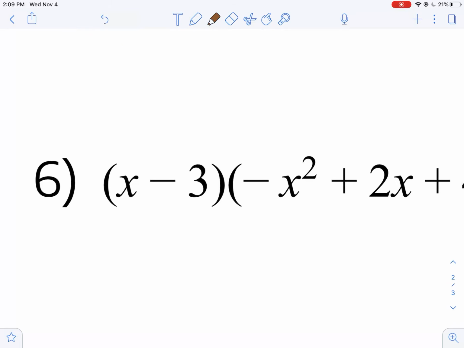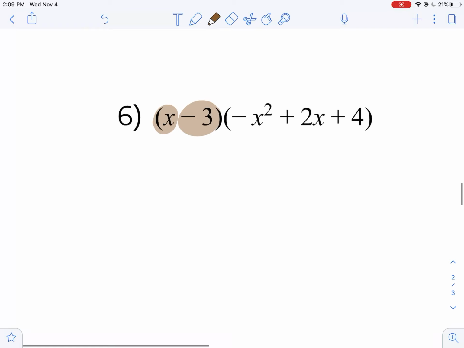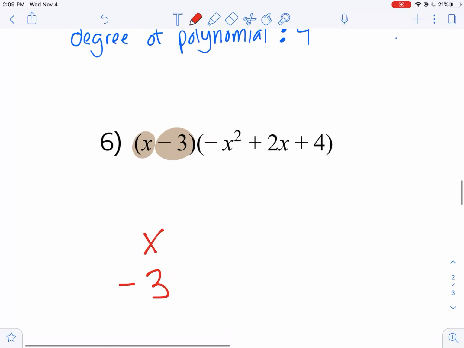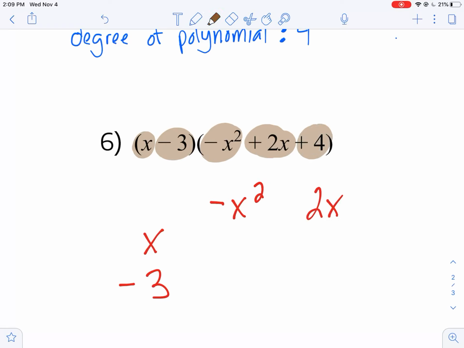One thing you want to consider, you're looking at this as terms. So instead of thinking of x minus 3, think of this as x and negative 3. What I'm going to do is take these two terms and write them out like this. I'm just going to do them vertically. Next, I'm going to take the next terms. I have negative x squared, which I'm going to write here. I have positive 2x, so I'm going to write 2x here. Then I've got positive 4, so I'm going to write 4 right here.